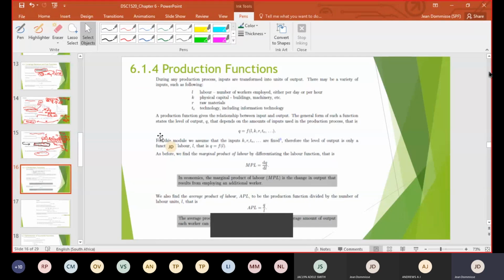Okay, production functions. So just please mute. Thank you. Okay, cool.